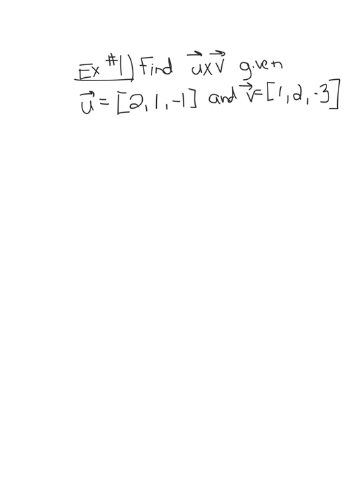So example 1, find u cross v given u is equal to 2, 1, negative 1, and v is equal to 1, 2, negative 3. Now in order to do this, we know we need to start with that second component here. So 1, negative 1, 2, and back to 1. Now I am putting u on top because I do want to do u cross v. We're going to do the exact same thing for v, so we're going to start with that second component, 2, negative 3, 1, 2. I do need to start going down and to the right, followed by down and to the left.